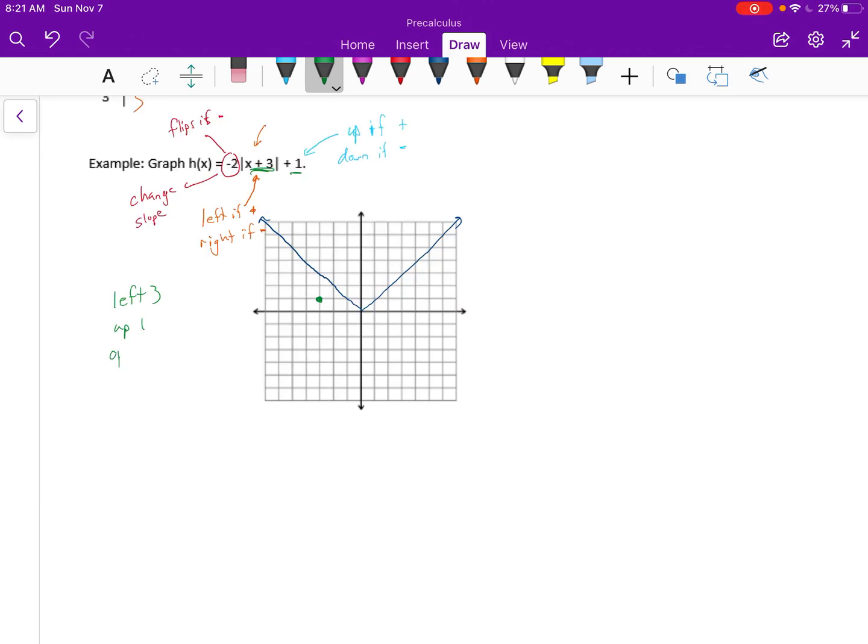It's going to be opening downward because it's negative. And then to be more specific, it's going to have the slope of 2, or negative 2, on each side. So we're going to go down 2 to the right 1, and down 2 to the left 1. So there is the graph of h of x equals negative 2 times the absolute value of x plus 3, plus 1.